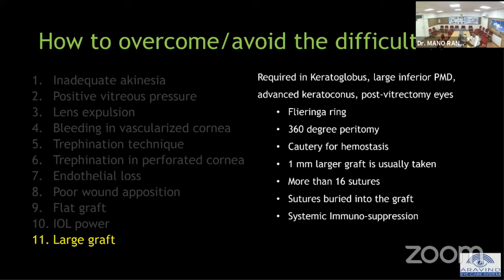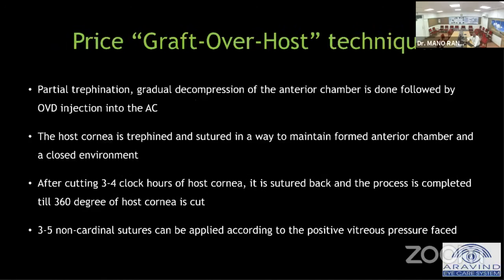Use of a Flieringa ring and a 1 millimeter larger graft along with more than 16 sutures will tackle this situation. Overall, we have to give systemic immunosuppression for all these cases because of the high-risk graft. The Price graft hold technique, which I'm going to demonstrate today, will tide over a lot of tension during surgery, however much experience you have.